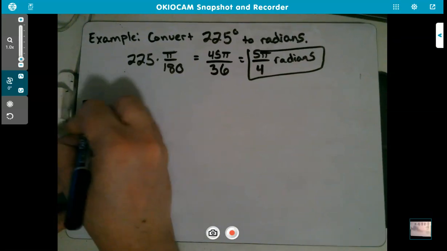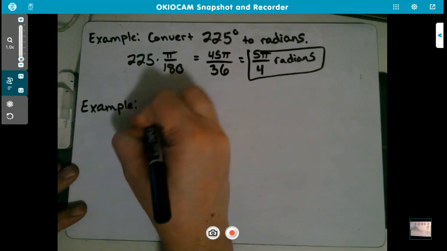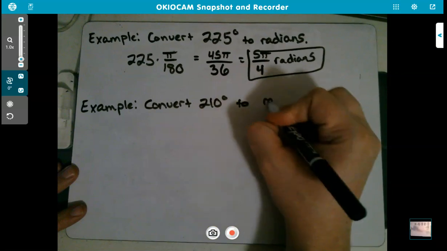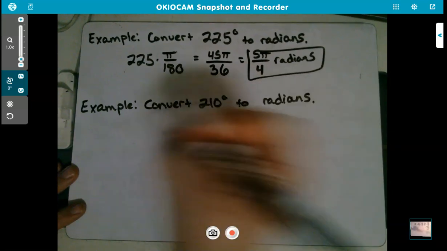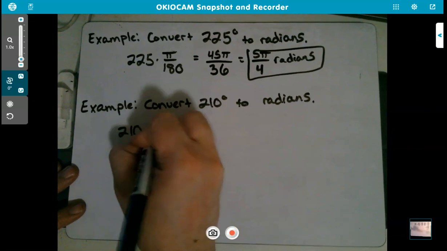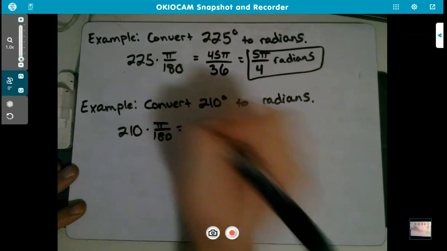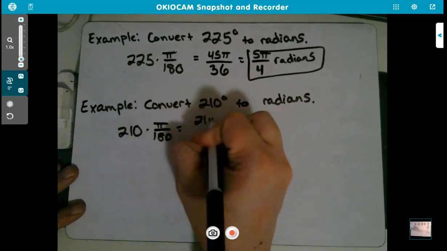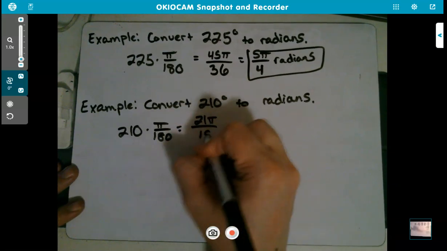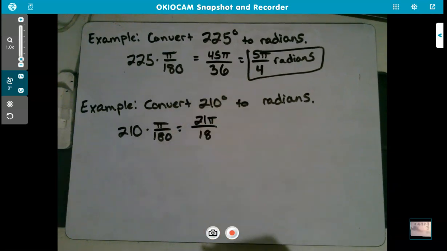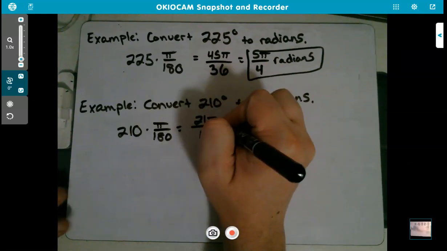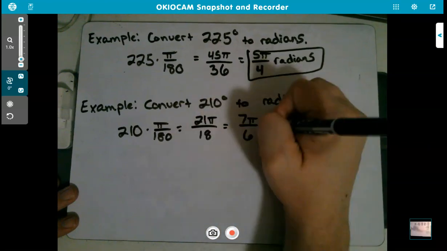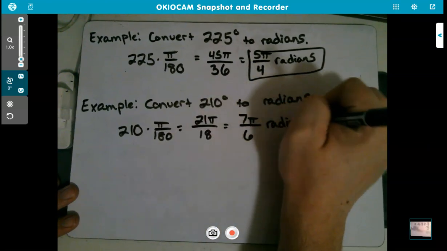Let's do the same thing. Let's convert 210 degrees to radians. So the same thing, we're just going to do 210 times pi over 180. I can clearly see both of these have a factor of 10. So that would bring us to 21 pi over 18. And then both of those have a factor of 3. 21 divided by 3 is 7, and 18 divided by 3 is 6. So that's 7 pi over 6 radians.